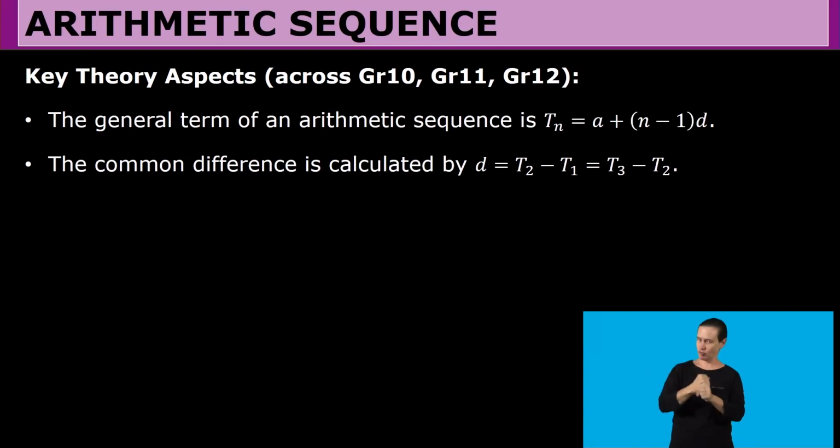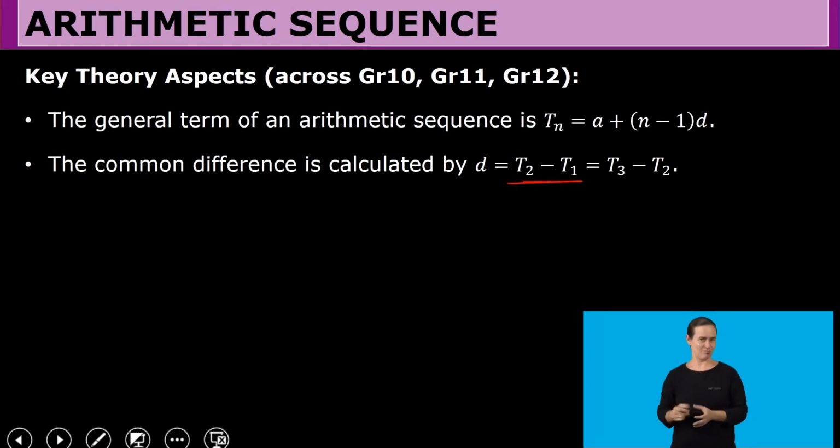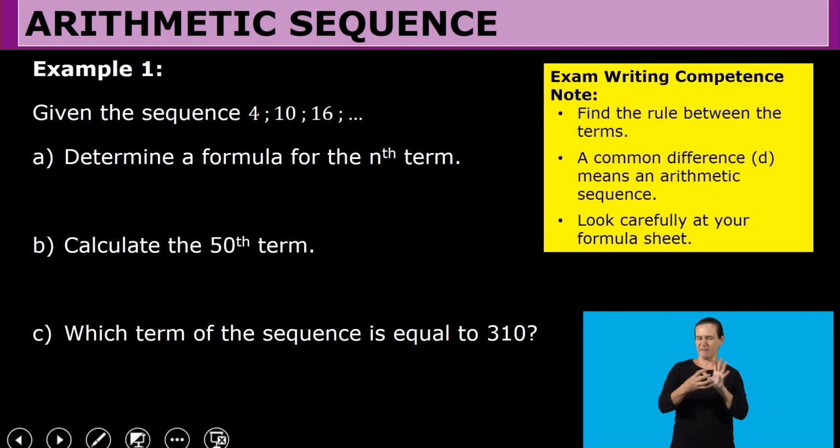So when it comes to the key aspects, these are things that you've learned from grade 10. We know that the general term of an arithmetic sequence is Tn equals A plus (n minus 1), and that (n minus 1) is multiplied by D. And of course, we know that the common difference is calculated by D equals T2 minus T1, which is of course equal to T3 minus T2. Let's look at an example and put this knowledge to practical use.